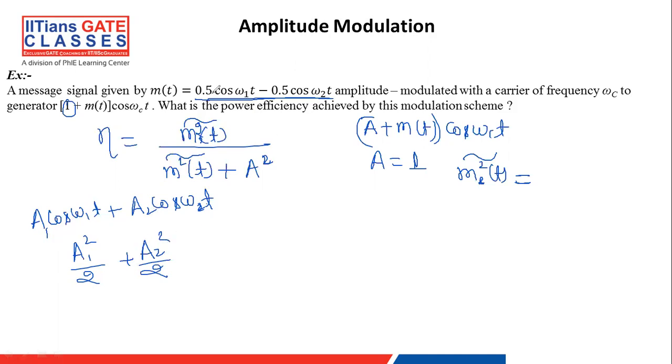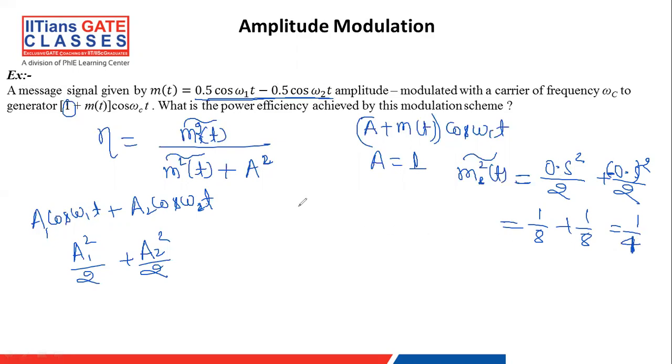In this case we have two sinusoidal signals. One is 0.5 cos omega 1t, one is minus 0.5 cos omega 2t. So the mean square value will be 0.5 square by 2 plus 0.5 square by 2. You can write it as minus 0.5 square by 2 because here it is minus 0.5, but ultimately it will result in plus. So this will be 1 by 8 plus 1 by 8, that is equal to 1 by 4.